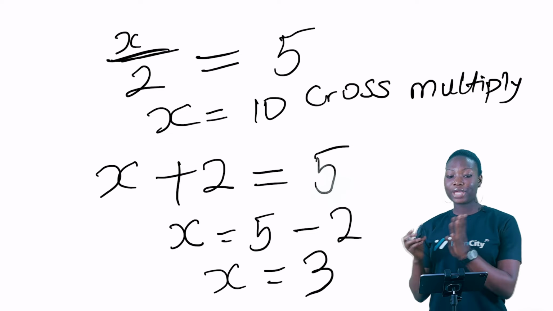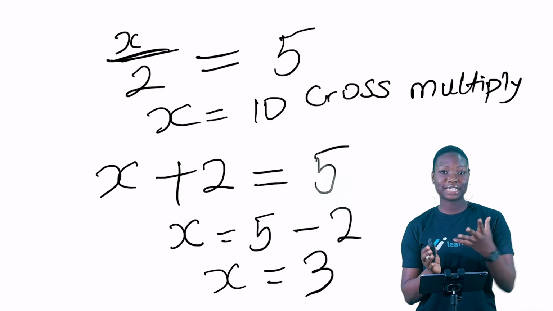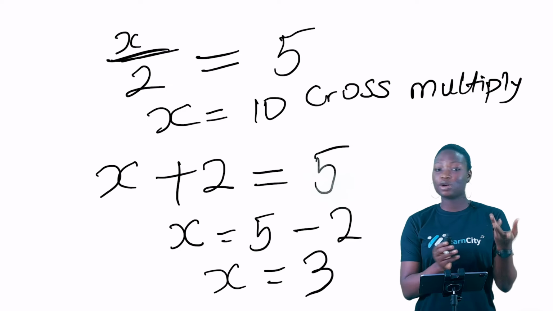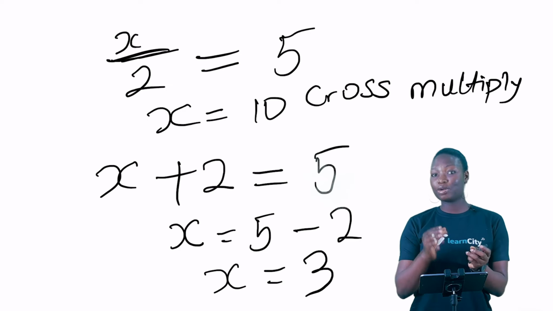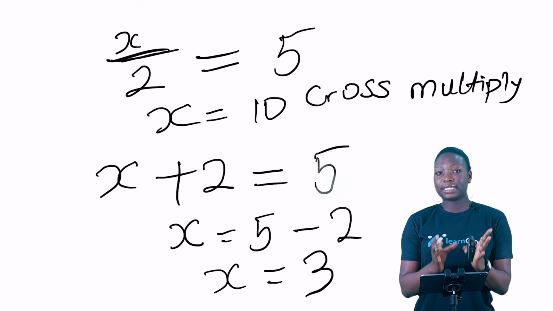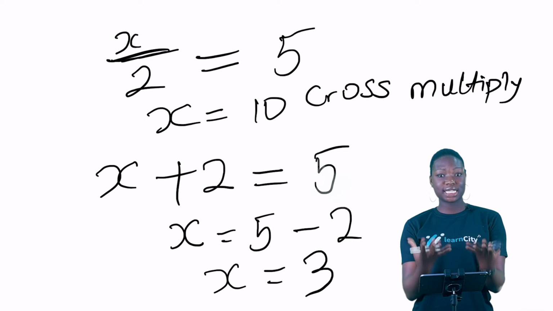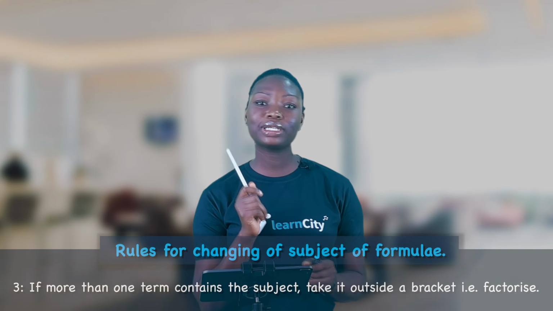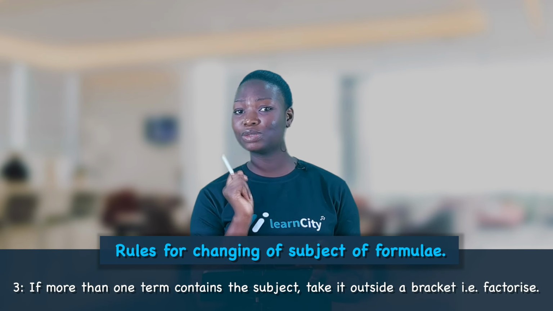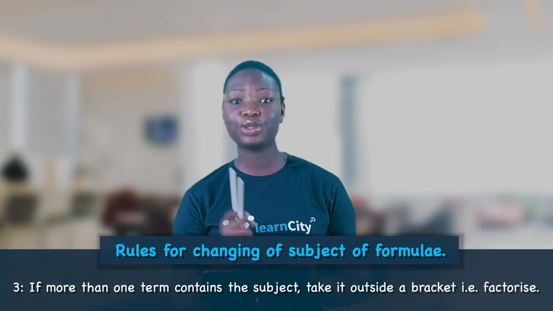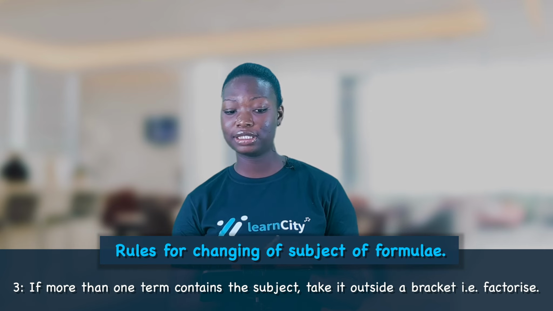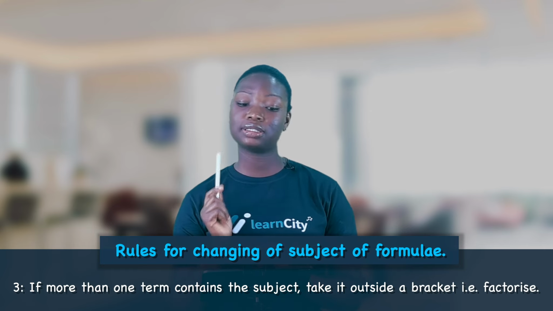Now, you rearrange the formula so that all the terms that contain the new subject are on one side of the equal sign and the rest are on the other side. We place it like that to make our work much easier. Now, the third rule, if more than one term contains the subject, you take it outside the bracket. That is, you factorize. If more than one term contains the subject, you take it outside the bracket.